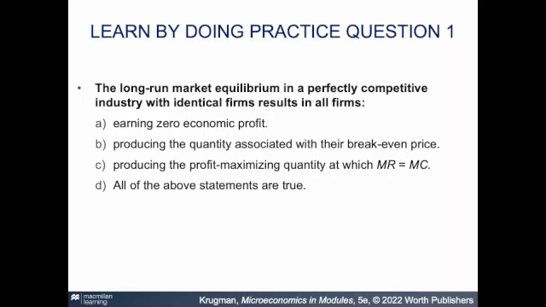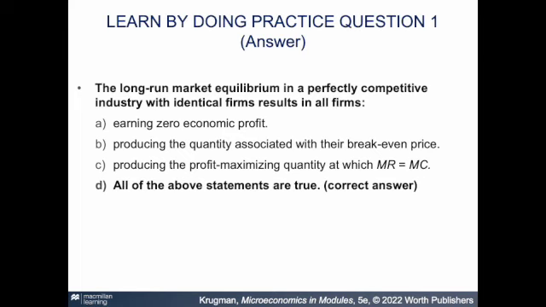Learn by doing, practice question 1. The long-run market equilibrium in a perfectly competitive industry with identical firms results in all firms: A, earning zero economic profit, B, producing the quantity associated with their break-even price, C, producing the profit-maximizing quantity at which MR equals MC, D, all of the above statements are true. Correct answer.